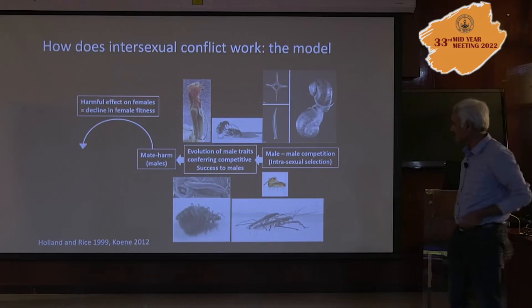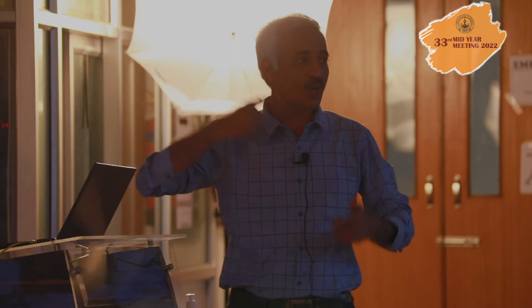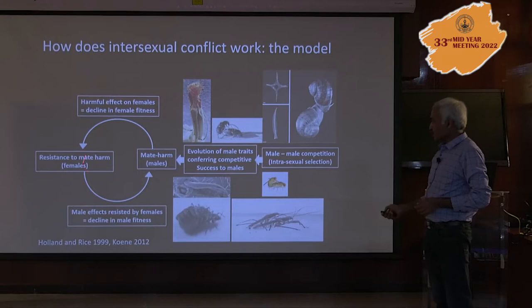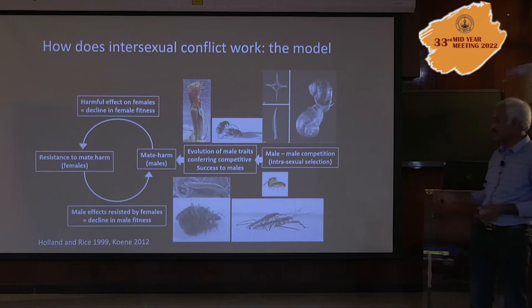So if such characters do evolve in males, then it is incumbent that females will evolve resistance to such characters. If female resistance to such male-induced harm does evolve, then again, female fitness goes up, male fitness comes down. So now you have males and females locked into this open-ended cycles of adaptation and counter-adaptation. And this is somewhat similar to the Red Queen process that you would see between hosts and parasites, or prey and predator, and so on. Point to note is that how fast this antagonistic coevolution happens can be driven by what is the intensity of male-male competition. If you have a large amount of competition happening, then this coevolution happens faster. If the competition is less, then you would expect this to happen a little less.